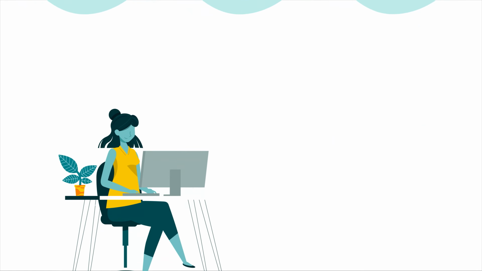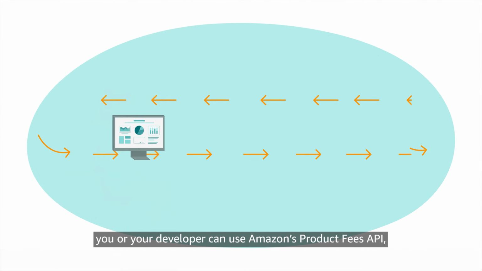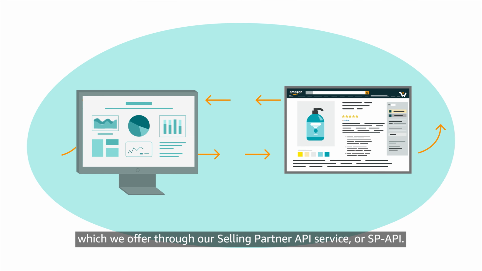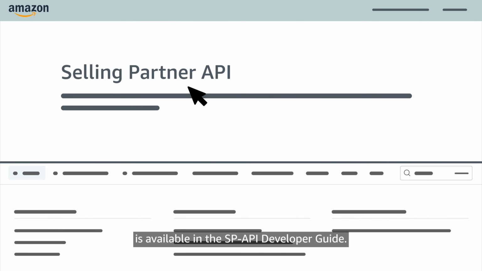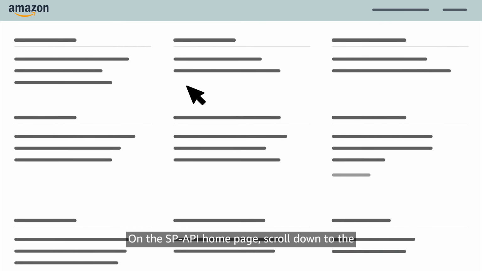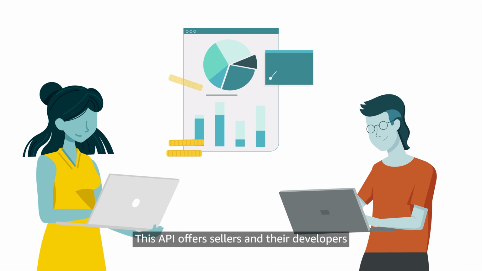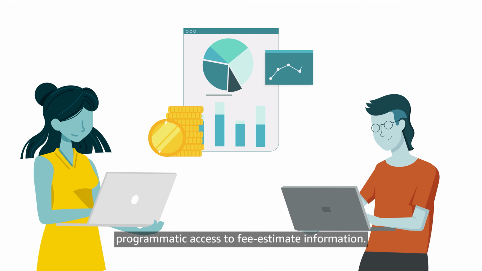changes over time. If you prefer to use an external technology to estimate fees, you or your developer can use Amazon's Product Fees API, which we offer through our Selling Partner API service, or SP API. Information and directions for using the Product Fees API are available in the SP API Developer Guide. On the SP API homepage, scroll down to the Product Fees API section and click the reference link. This API offers sellers and their developers programmatic access to fee estimate information.